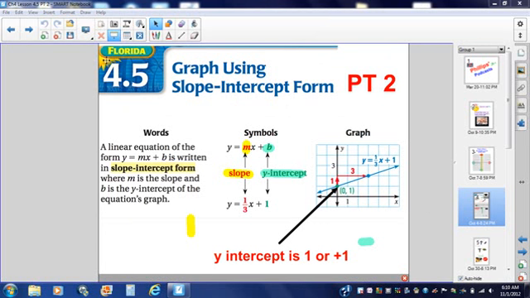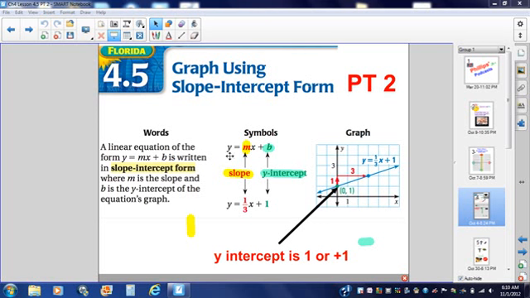Please write your notes. This is lesson 4.5 again, using the slope intercept form, part 2.